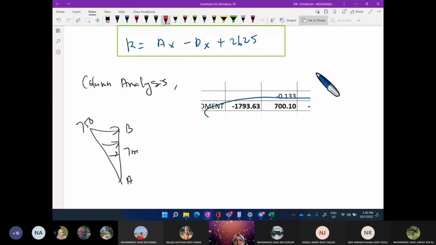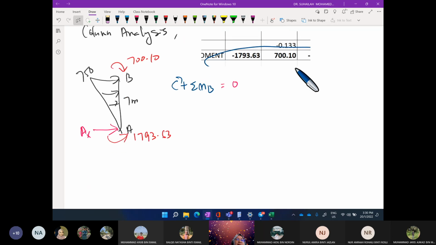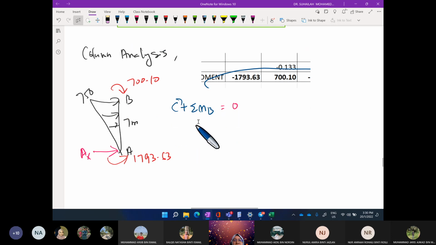So the moment that we get for AB is negative 1793.63, and the moment for BA is positive 700.10. We have to calculate this value by taking moment at B. This is not completed yet because we have AX here. We want to calculate AX, so we analyze this using static equilibrium, just like we analyze a simply supported beam.